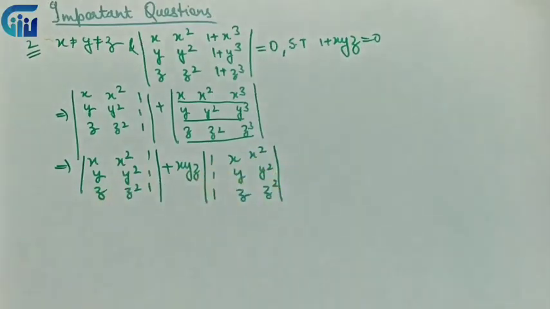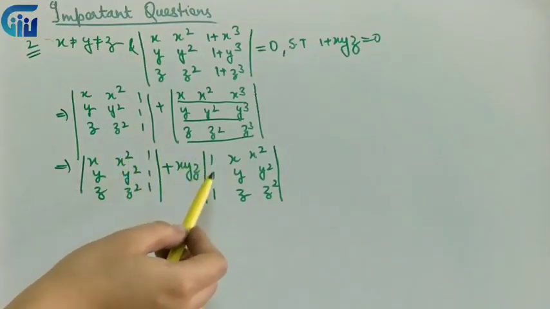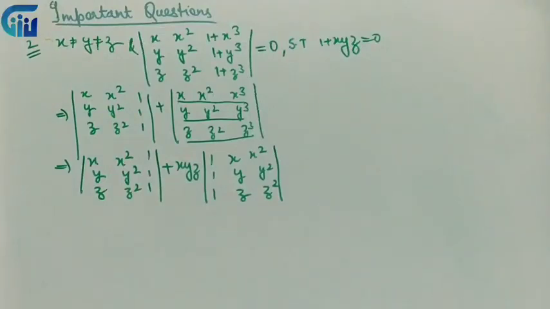Now what do you observe? Are both the determinants same? Yes, exactly. Both the determinants are same, with the placement of terms in different columns. This is the basic difference. Over here, one is column 3 and this is column 1. So how will I make both the determinants equal?